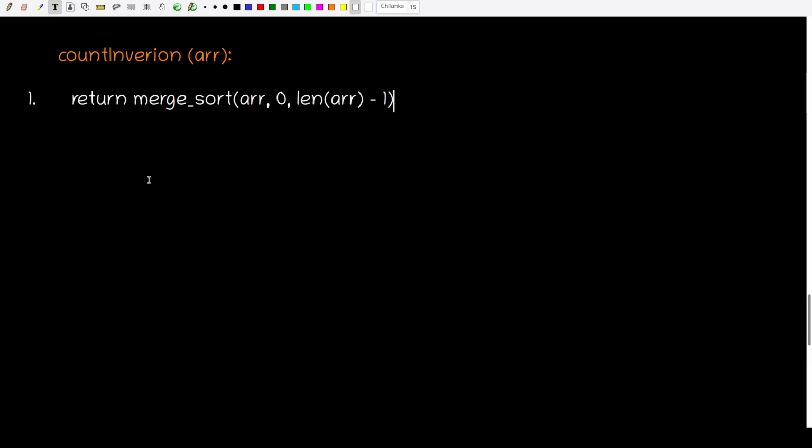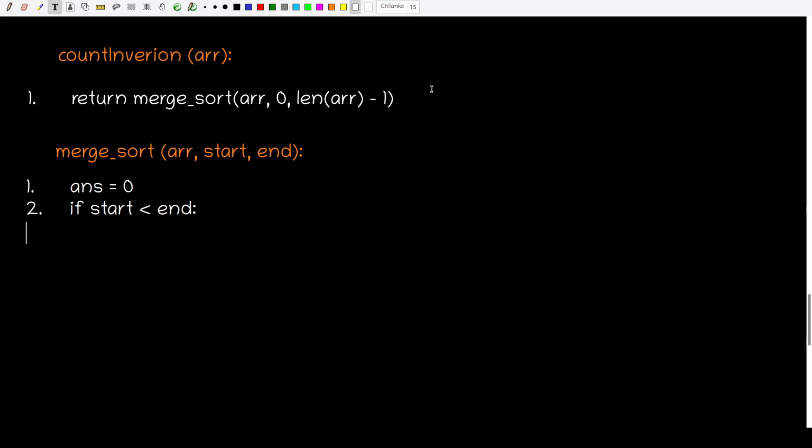Now let us look at the merge sort function. So for the merge sort function, an array is given to us, its starting index and its ending index. So as we know, in the merge sort operation, the first thing which we are going to do is we are going to divide the array. So for that, let's have answer equals to 0. And then let's check if start is less than end. If start is less than end, then let us compute mid. Mid will be equal to start plus end minus start divided by 2.